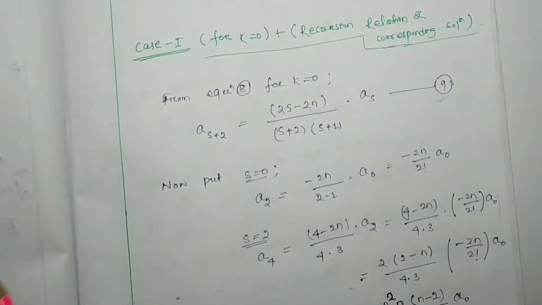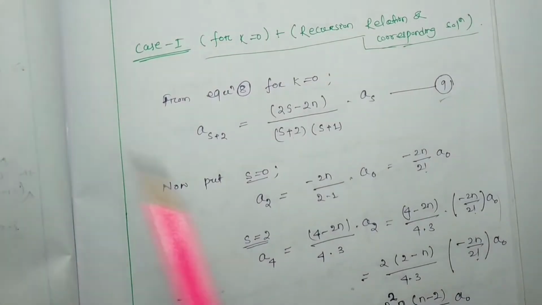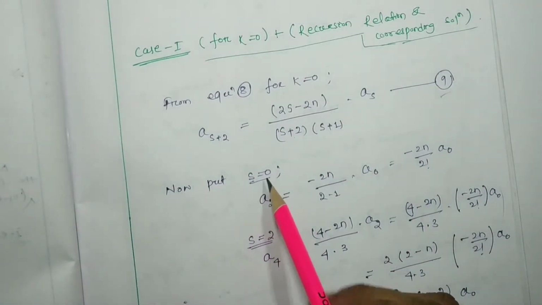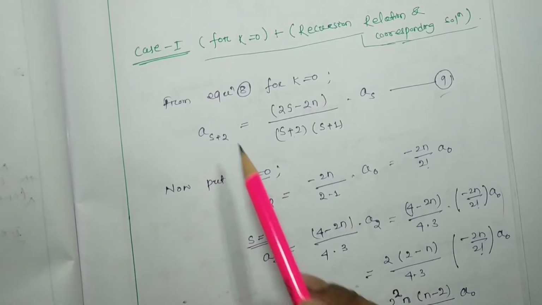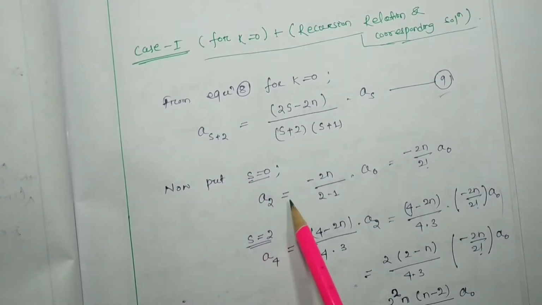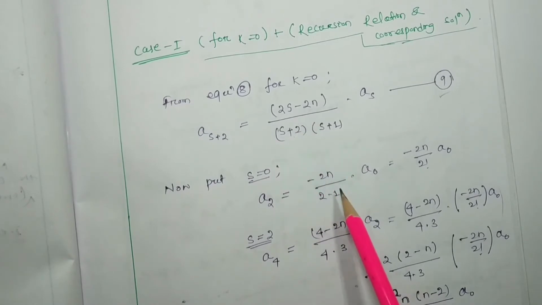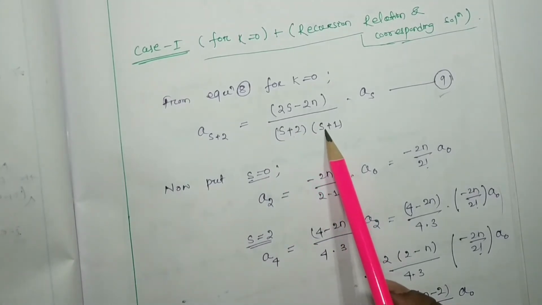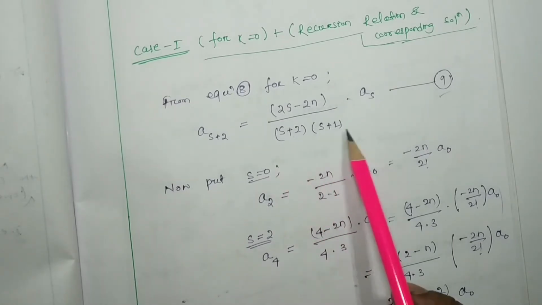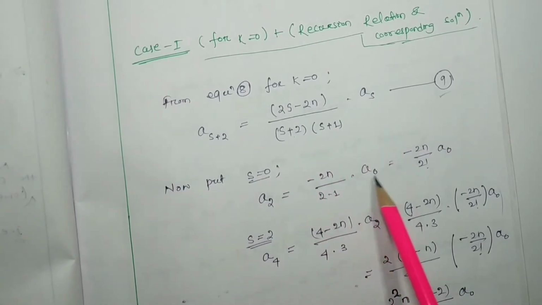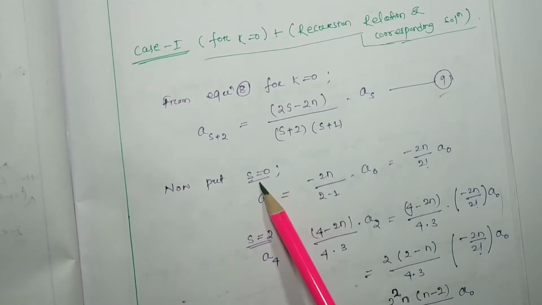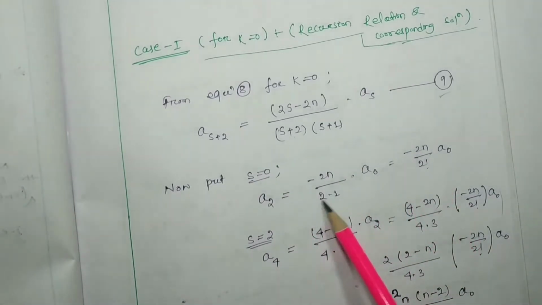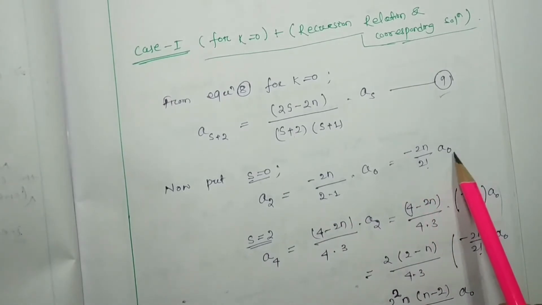Now to find each and every coefficient, first we consider s equal to 0. So put s equal to 0 over here. You can find a2 will be equal to minus 2n by 2 into 1, because here s equal to 0, so 2 into 1, and a0. So a2 will be equal to minus 2n by 2 into 1, which is nothing but minus 2n by 2 factorial into a0.